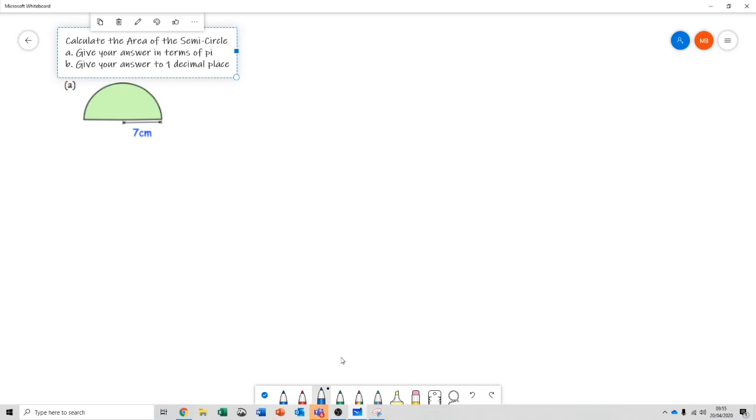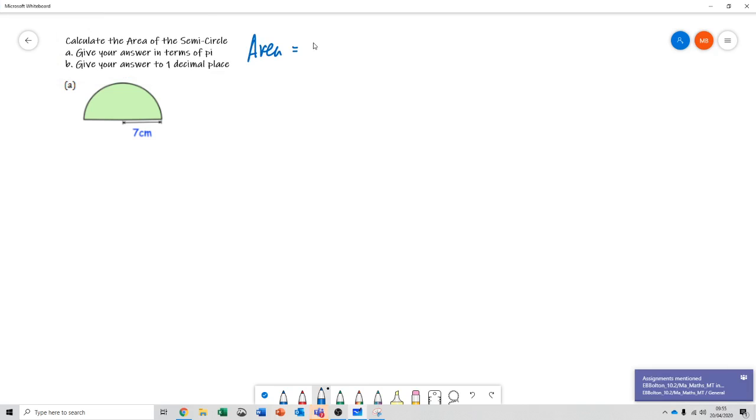So in this tutorial we're going to look at the area of a semicircle, and just before we begin we're going to remind ourselves what the formula for the area of a circle is. The formula for the area of a circle is pi times radius squared.